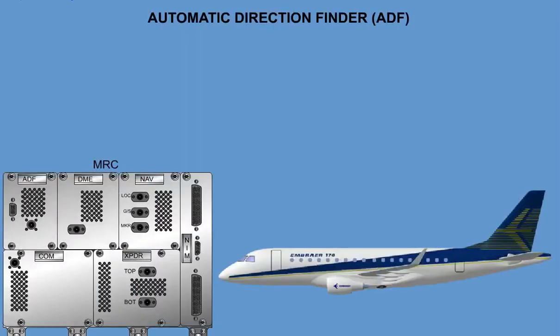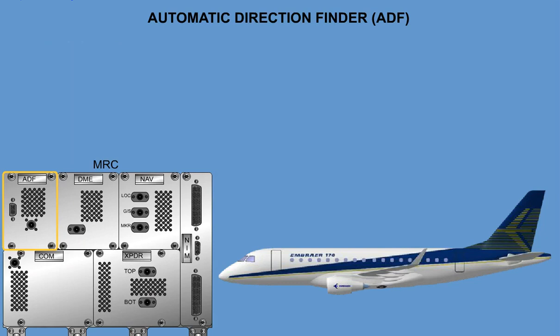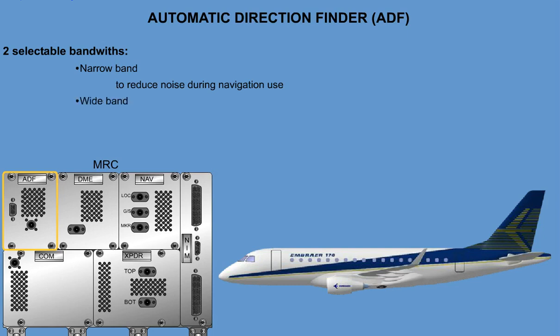The Automatic Direction Finder system is an integrated part of the EPIC avionics suite. The ADF module enables en route and terminal navigational and area guidance. The ADF has two selectable bandwidths, a narrowband mode to reduce noise during navigation use, and a wideband mode to improve clarity when listening to voice signals.